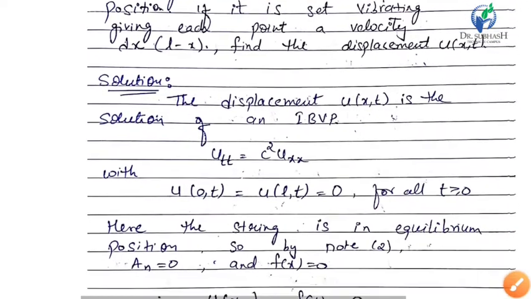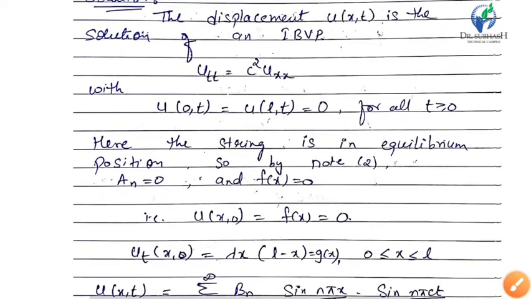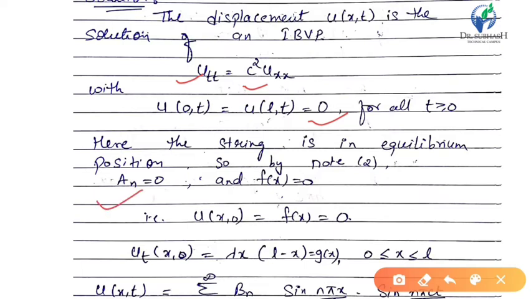Now first, our equation will be u_tt = c² u_xx. Now u(0,t) = u(L,t) = 0. This is our boundary condition. Since the string is in equilibrium position at rest, f(x) = 0 and a_n = 0. If f(x) = 0, then u(x,0) will be equal to 0.